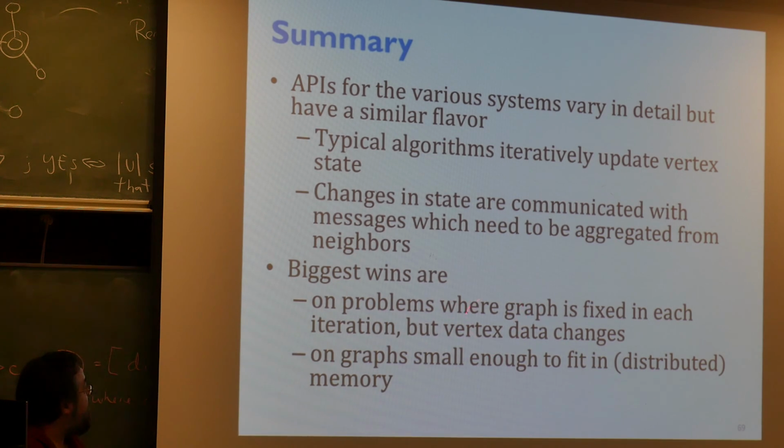So the big wins are cases where the graph stays the same, but the vertex data changes. Okay, so things like PageRank are prototypical. We're going to be talking about a bunch of other algorithms that are learning algorithms or label propagation algorithms. So these are semi-supervised learning algorithms that work on graphs. And a lot of these have this same sort of property. They're a little bit more interesting to talk about than PageRank. But these are all good candidates for implementing in this sort of way.